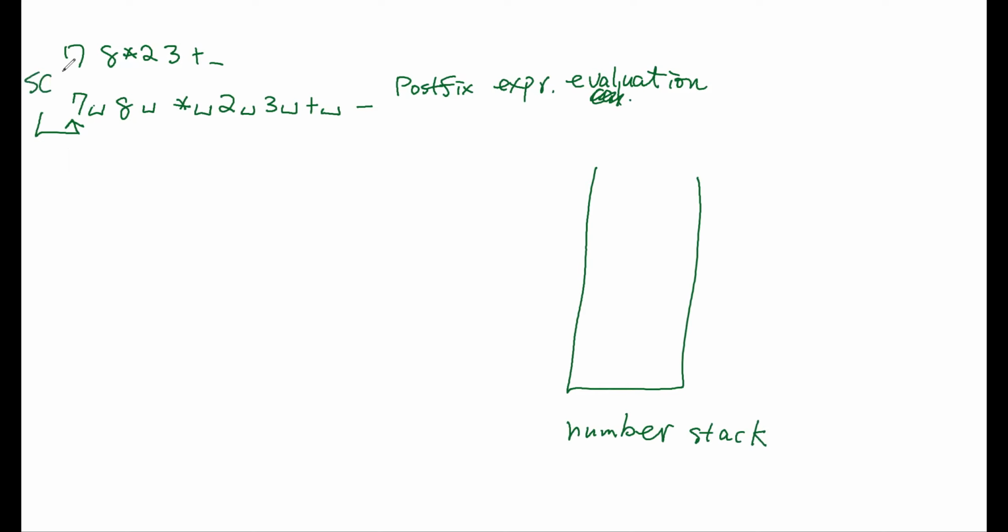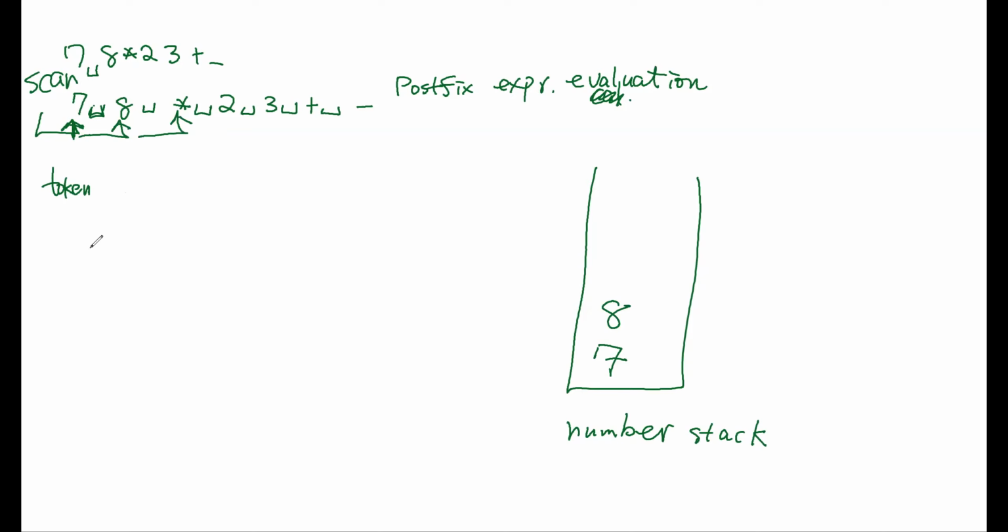I'm going to scan from the left of this expression, one by one, because the expression is separated by spaces. This is the first token, and it is a number. If it is a number, I push it to the stack. Then I move on to the next token. The next token is a number, so I push it to the stack. The next one is an operator.